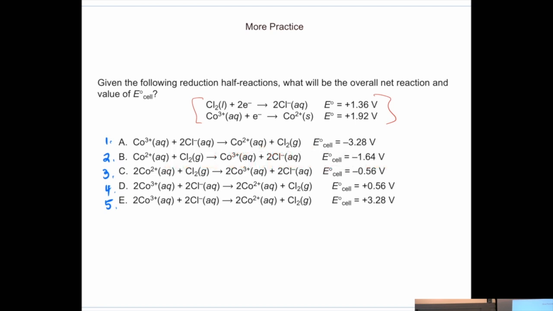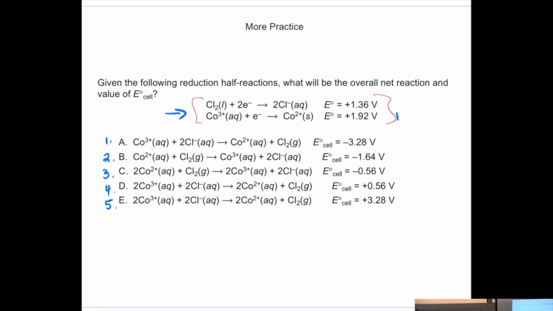This looks really, really complicated, but if you know what you're looking for, it's actually a very, very fast, easy question. Let me just reemphasize, that's the correct fast solution. There are harder ways to solve this problem, but just take a look at these two reactions. One of them is going to be oxidized and one of them is going to be reduced. The one that's going to be reduced is going to be the one with the highest reduction potential. That's going to be the cobalt 3 plus goes to cobalt 2 plus.